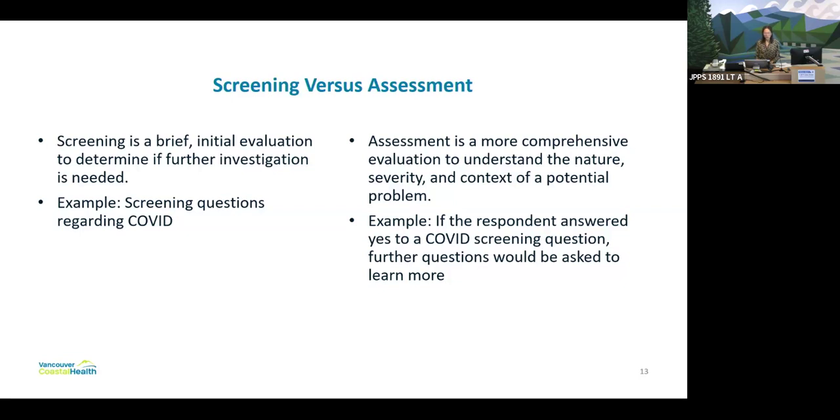Versus assessment, which is a much more complex evaluation to understand the nature, severity, and the context of a potential problem. For example, if a respondent answered yes to any of those COVID screening questions, further questions would be asked to learn more. If someone said they had a cough, further questions might be like, how long has this cough been going on? Is it constant? Does it impact other areas of function?